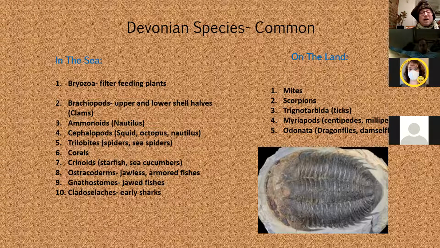So that's what was common. And as far as what you can find here with our fossils, what you'll find most often is brachiopods, ammonids, trilobites, corals, and to some degree, filter feeding plants. Those are a little rarer, but you do find plants that were types of ferns or were related to ferns.